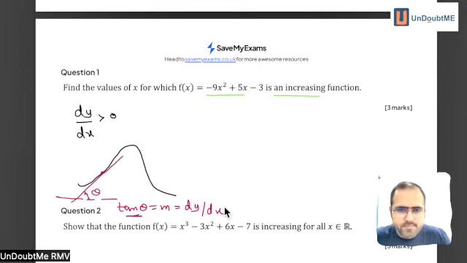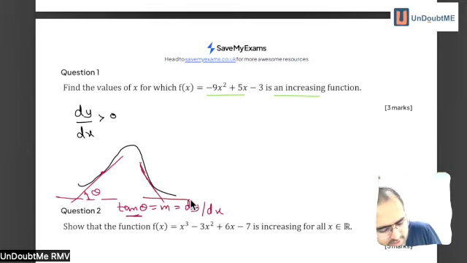Yes, Leith. Can I say the answer? For the answer, you have to wait. Let me first explain. The second part is that if I draw a tangent over here, then you can see that it is making an obtuse angle.